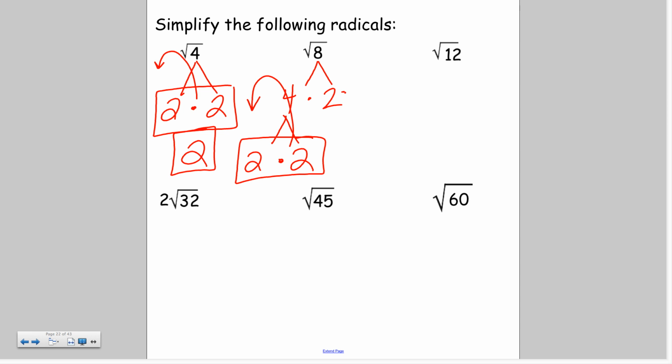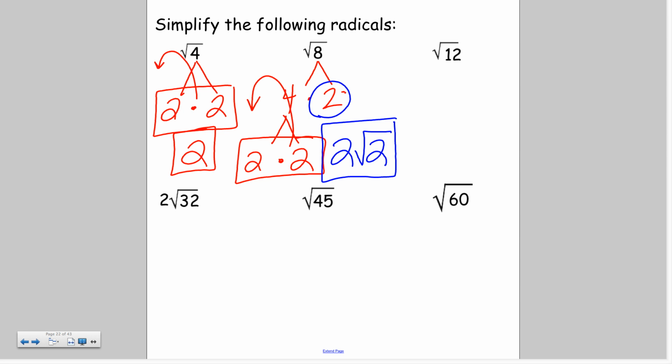Alright, now I can't forget about this 2 back here. He didn't have a pair, so he's got to stay in the house. He doesn't have a friend, he's got to stay in the house by himself. So to simplify square root of 8, a 2 comes out, and whatever's left gets left in the house. Okay, always travel in pairs. If you don't have a pair, you can't go out.